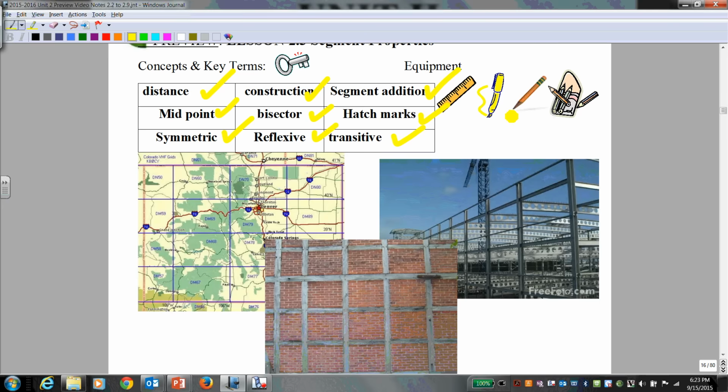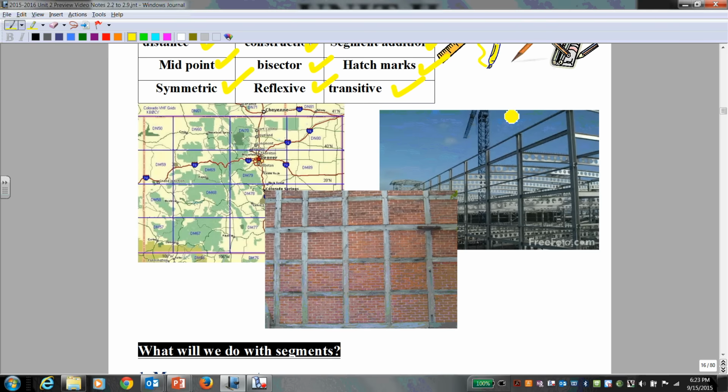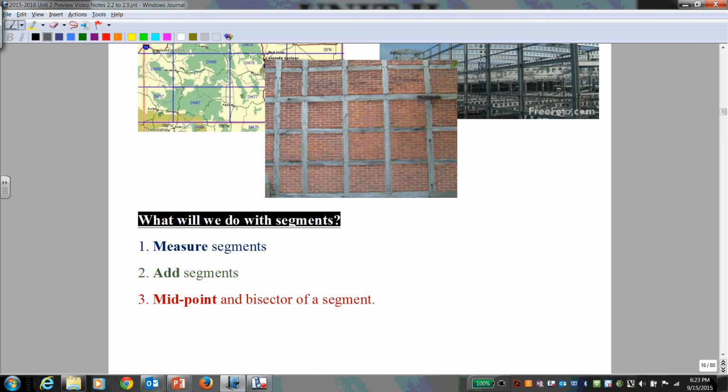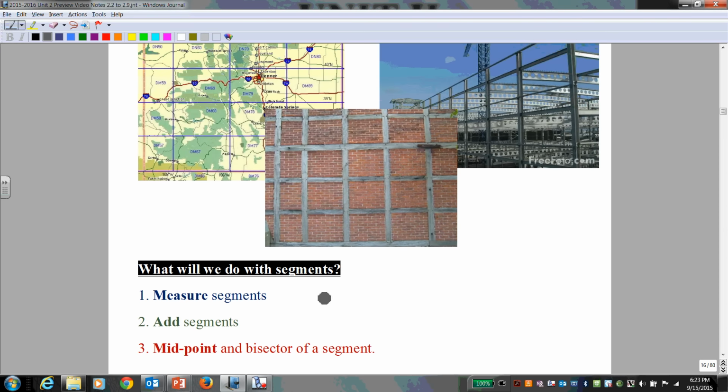So the study of segments, any kind of drawing and construction and architecture, all of these concepts are involved. And there's 3 things we have to be able to do with segments. Now remember, here's a line. A segment is just a piece of a line. So it has distinct endpoints.